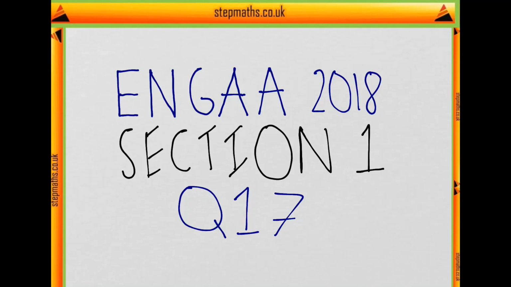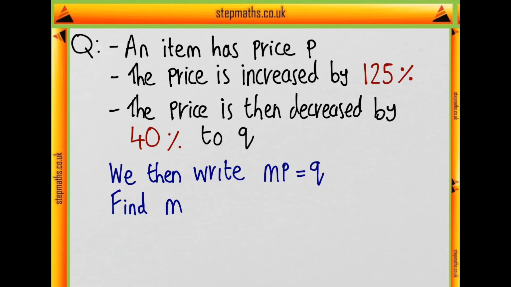This is question 17 from section 1 of the 2018 ENGAA paper. In this question, we're given an item and told it has some price P. And then we're told this price is increased by 125% and then it's decreased by 40% to Q. And we can write that P and Q are related in some way by M times P is equal to Q, and we're asked to find M.